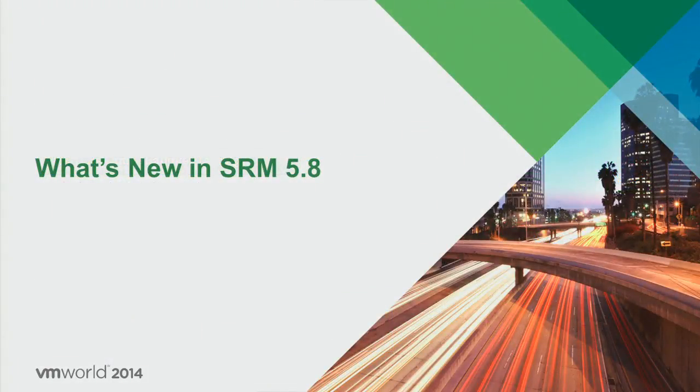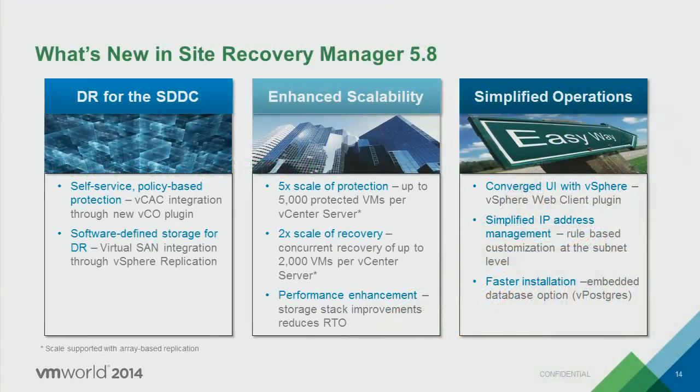Since everyone here is fairly familiar with SRM, let's talk about what's new. In 5.8, we've released a couple of new features that are broadly categorized in about 3 different areas. DR for the software-defined data center, things like VCO workflows that I'll talk about in a lot more detail, that give us automation for things like protection and running various types of workloads. Protection of vSAN, protection of that data plane component called the virtual SAN. We have enhanced scale that I'll go into a lot more detail on as well, and also some very, very nice improvements in terms of performance.